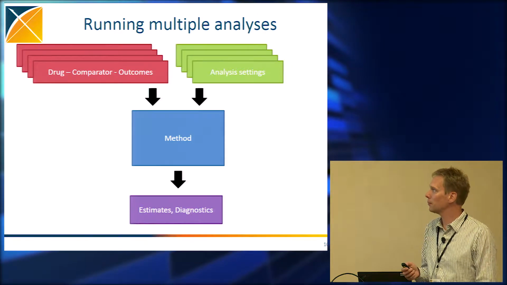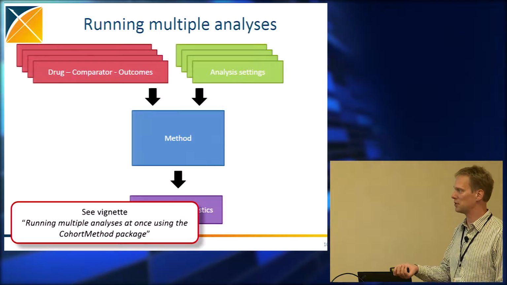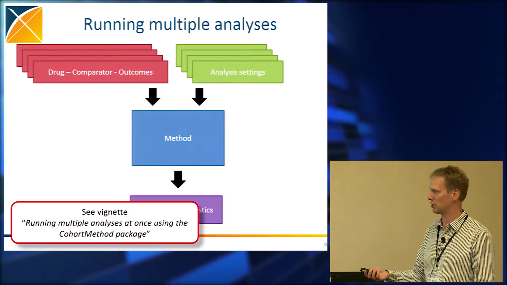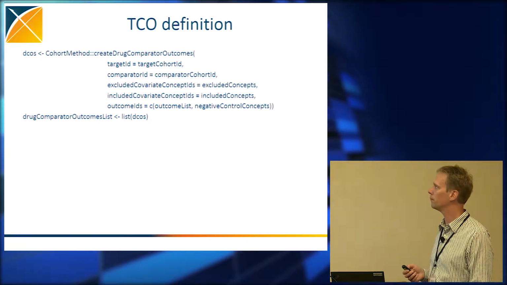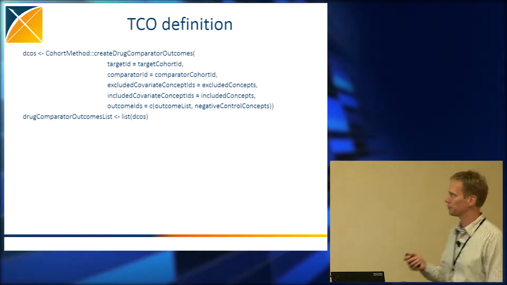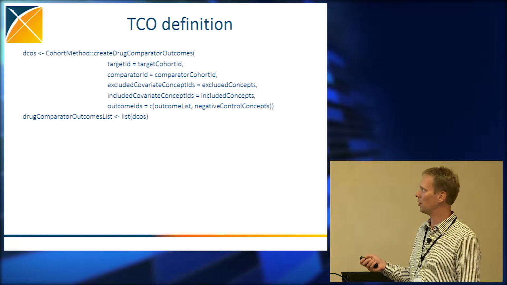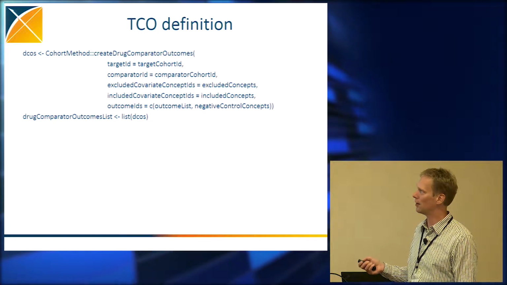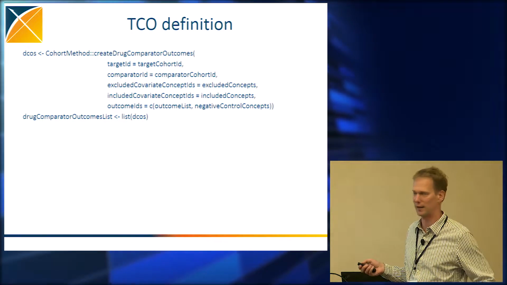All right. So let's see how that works. There's a vignette specifically on this subject of creating multiple analyses, or running multiple analyses at once using the CohortMethod package, which goes through a full example. But just to give you an idea, you need to define this TCNO, which is still called drug comparator outcome in the package. But this funny notation simply means that, this is what is output by Atlas.